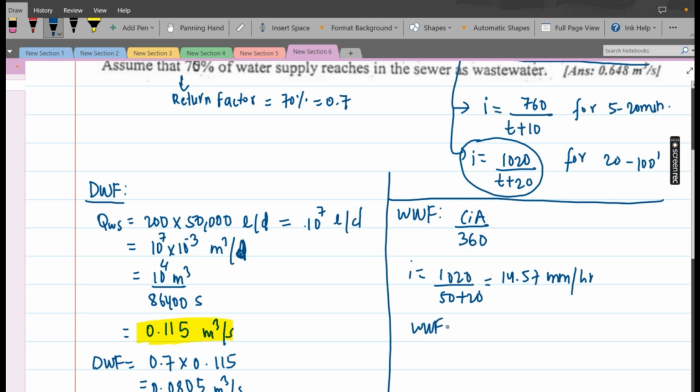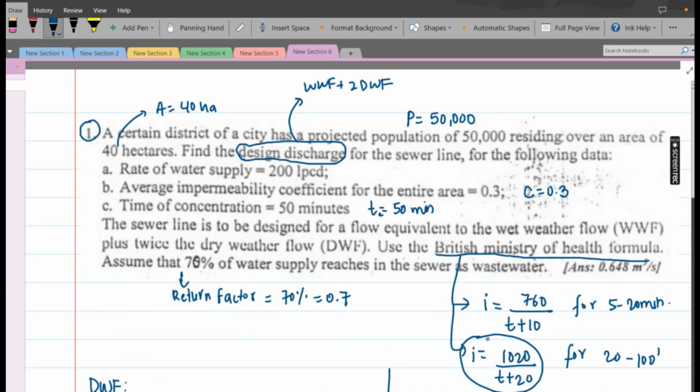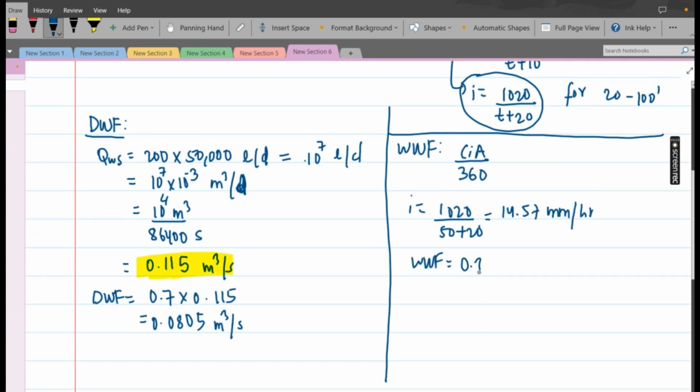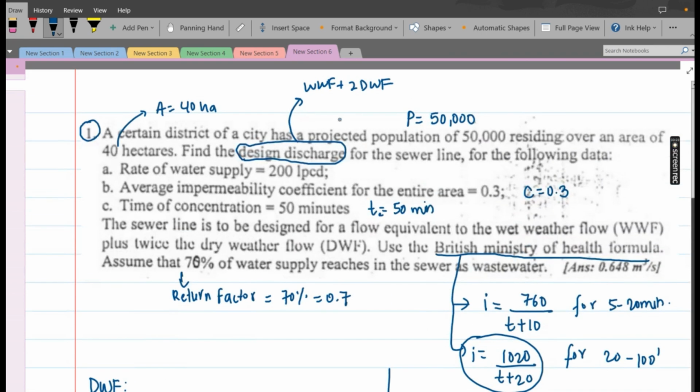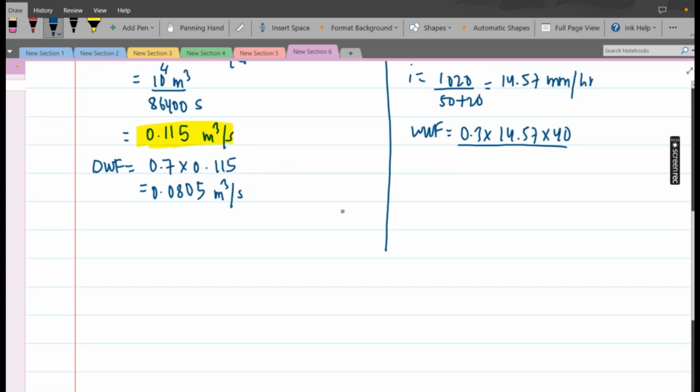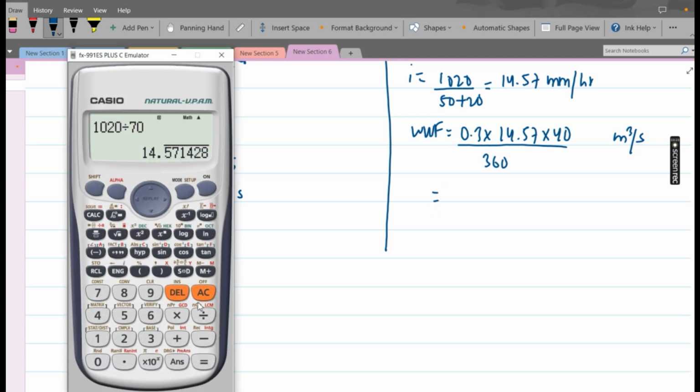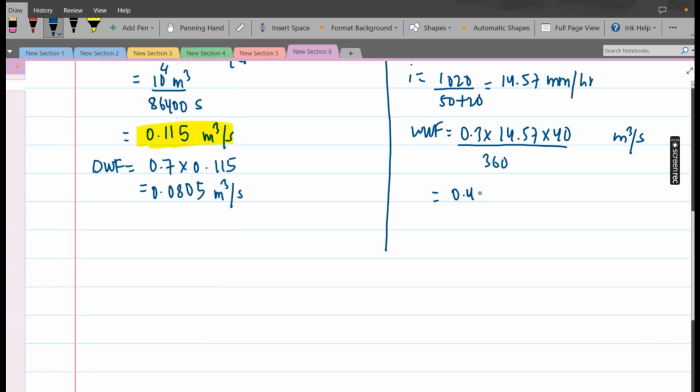Now WWF equals C, which is 0.3, into I, which is 14.57, into A, which is 40 hectare, divided by 360, so it will be in meter cube per second. Let's calculate this. 0.3 into 14.57 into 40 divided by 360 will be 0.486 meter cube per second.